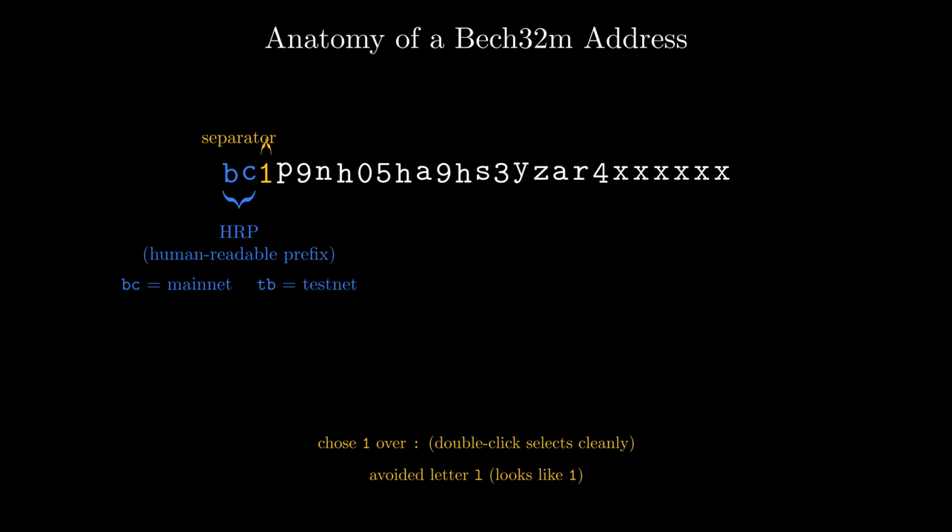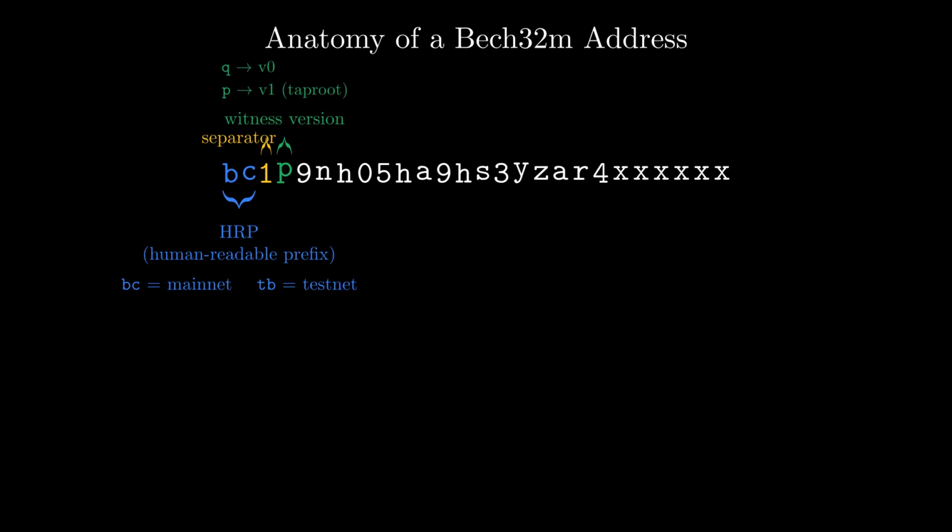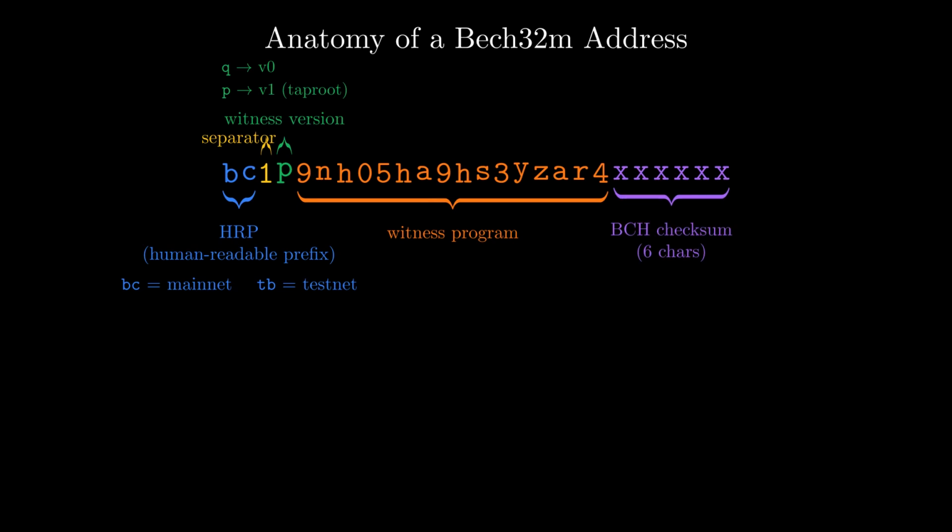The digit 1 works because it never appears inside the data section. Then comes a single character witness version. The letter Q encodes version 0. The letter P encodes version 1, which is taproot. The middle section is the witness program. And the final 6 characters are the BCH checksum.